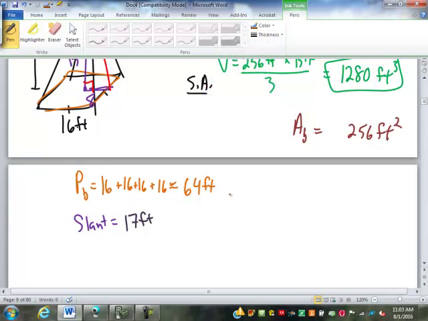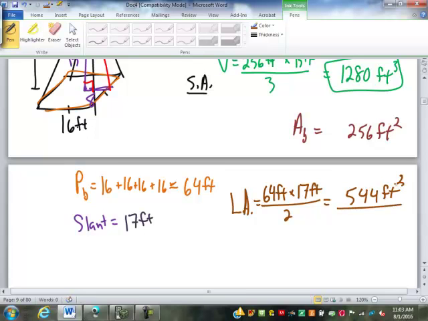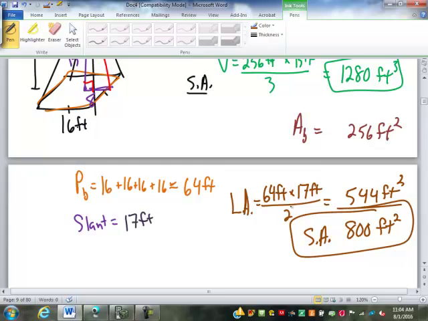So, a lateral area is the perimeter of the base, 64 feet times the slant, that's 17 feet, and it does form a triangle, so it is divided by 2, which is, what, 544 feet squared, which adds up to 800 square feet for total surface area. Any questions? How many of you had 800? How many of you want to go home and cry? Okay. Well, it's not too bad.